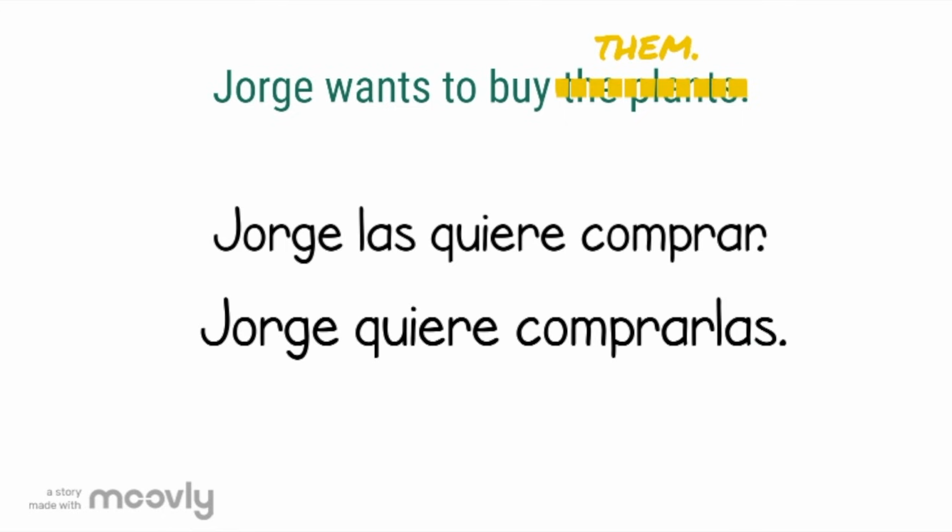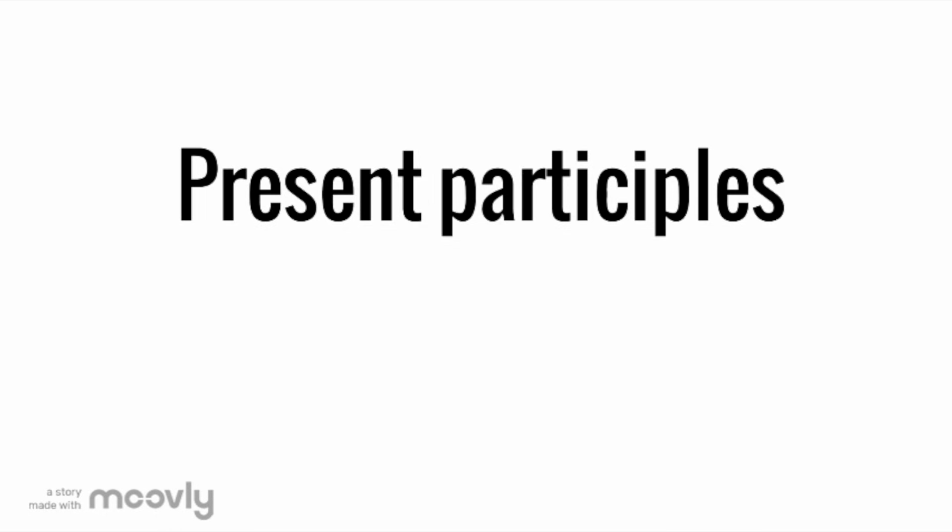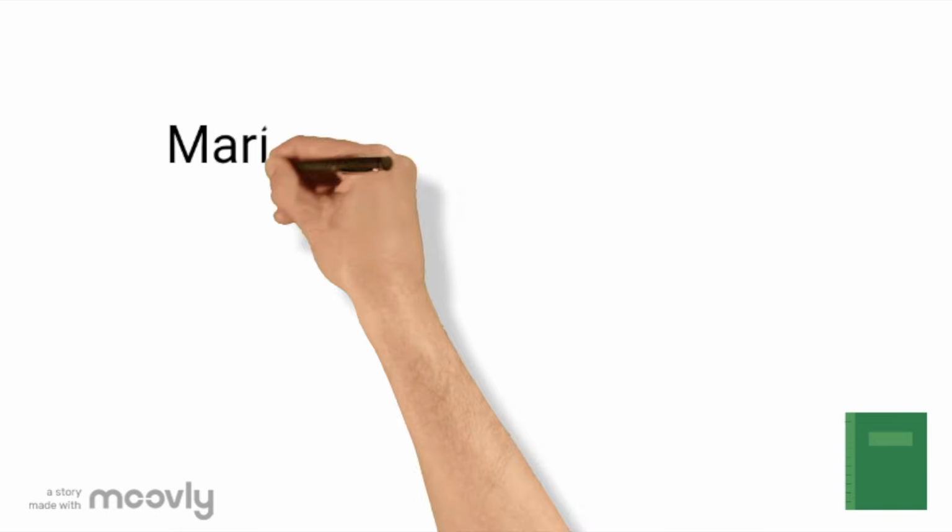George wants to buy them, with them referring to something plural and feminine, like in this case, plants. You can choose either one. Again, they mean the same thing, but be prepared to hear both versions as a listener, regardless of your choice. Don't forget that the second option requires no space between the infinitive and the direct object pronoun. Let's try with present participles. Let's use the same example from earlier in different forms.